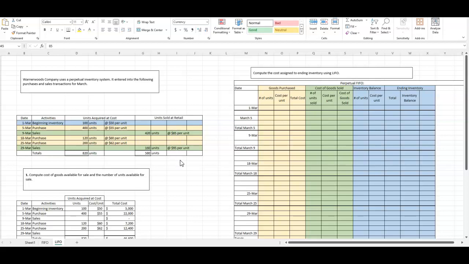This has nothing to do with cost, nothing to do with inventory. It's for revenue purposes.